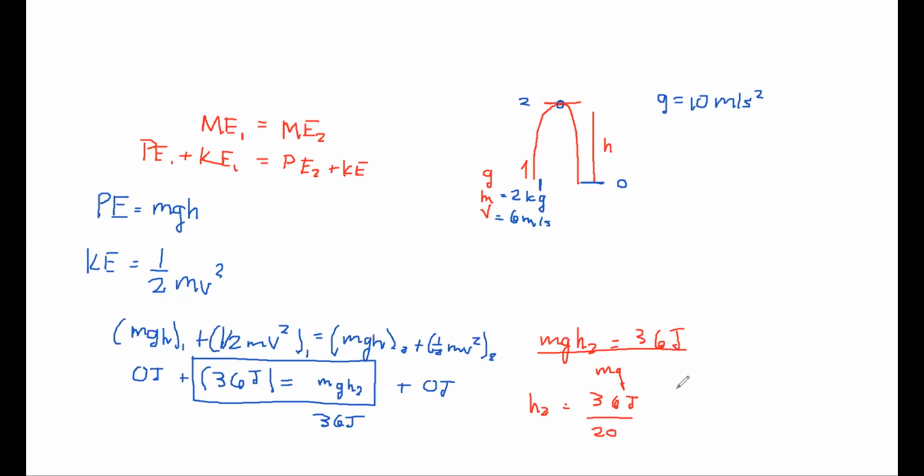I don't know what that number comes out to be. It's 36 divided by what? It's just under 2. It's 1.8. Yeah, it's 1.8. There we go. So this goes 1.8 meters into the air. So that would be our final answer. That would be our goal here.